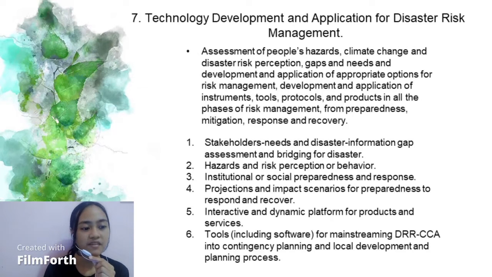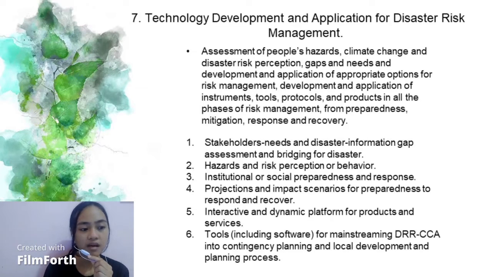So number 3, we have the institutional or social preparedness and response. These are a set of measures undertaken by governments, organizations, communities, or individuals to better respond and cope with the immediate aftermath of a disaster, whether it be human-made or caused by natural hazards. The objective is to reduce loss of life and livelihoods.